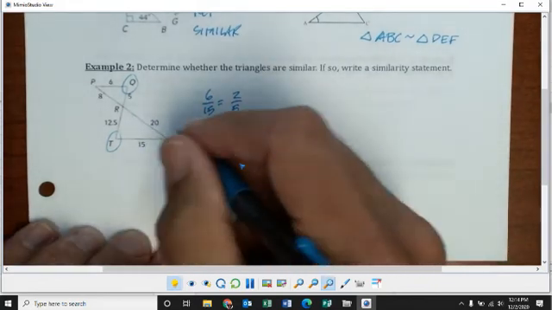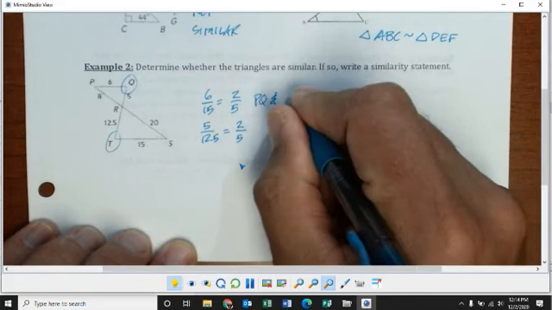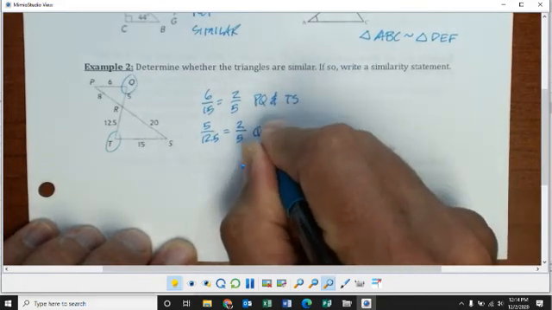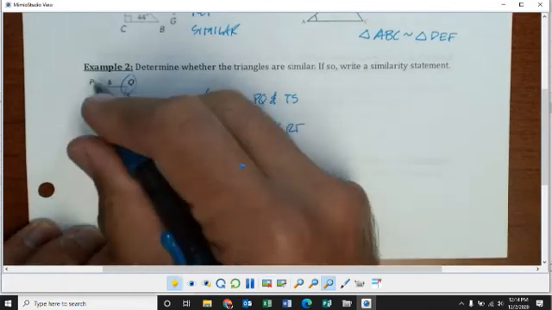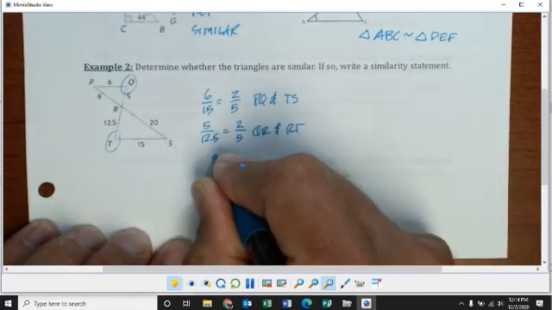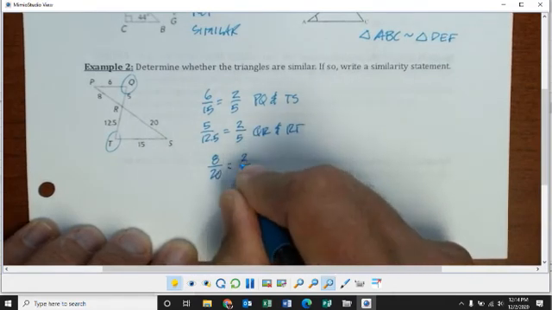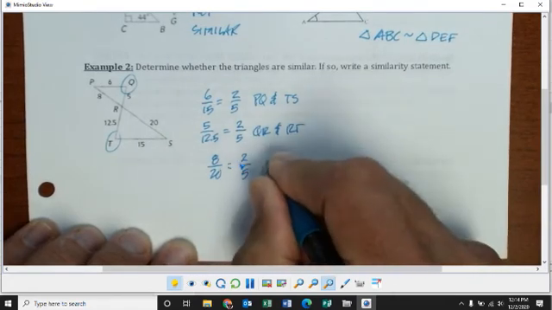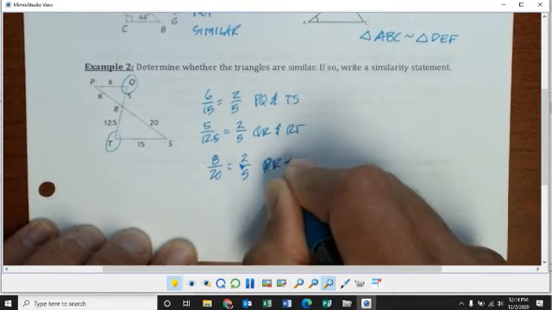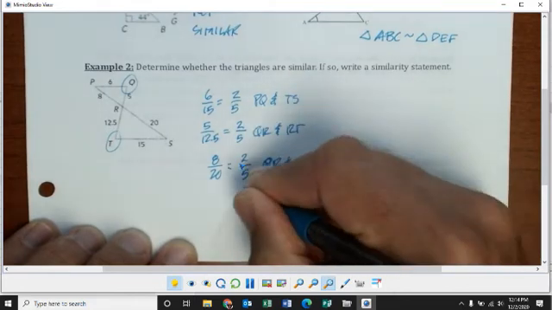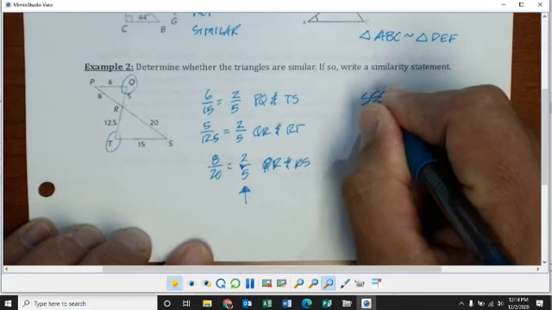And so my third side, so this is PQ and TS. This is QR and RT. So now I'm going to have to evaluate PR and RS. So now I'm going to have 8 over 20. And let's see, 4 times 2 is 8, and 4 times 5 is 20. So that is PR and RS. Because they all follow the same proportion, these are similar by side, side, side.